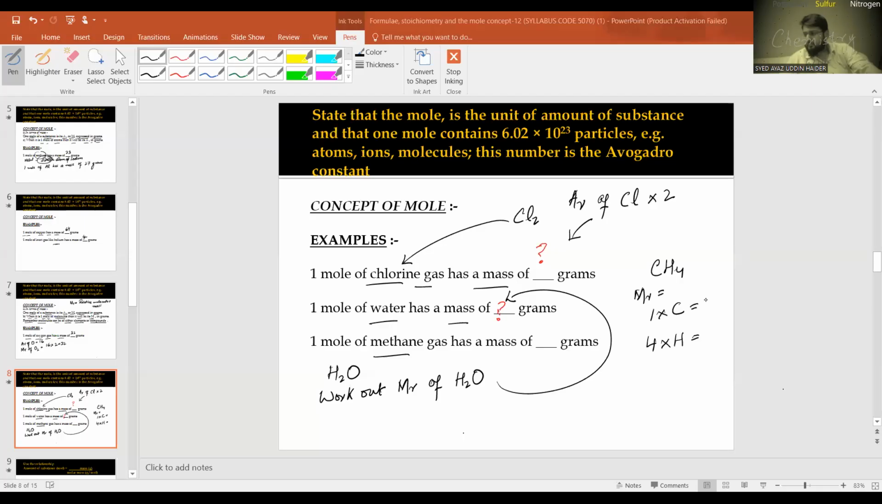So for carbon, I'm writing 1 multiplied by 12. 1 multiplied by 12, we will get 12. What about hydrogen? 4 multiplied by 1, you will get 4. So we will add up 12 and 4 and we will get 16. So 1 mole of methane gas has a mass of 16 grams.